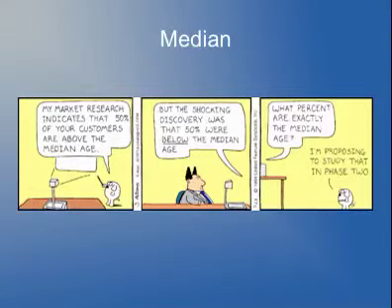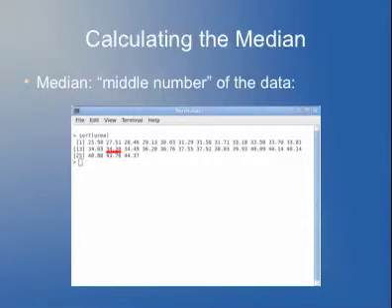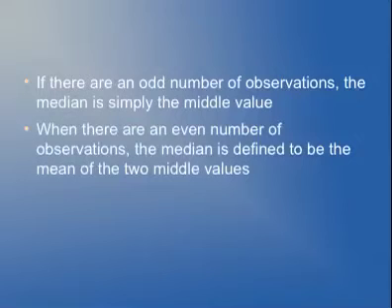I'll go on to describe what the median is. So it's the middle number of the data. So here, if we were to list out all of the values we had collected in our research, we'd find the one that's in the middle and select that, and that would be our median. If there's an odd number of observations, then the median is simply the middle value. If there's an even number, then you take the average of the middle two values.